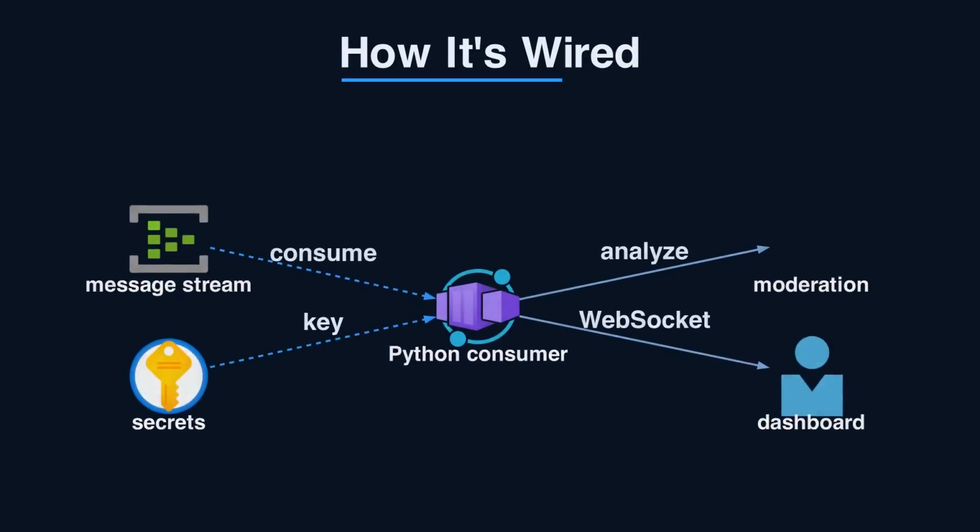Messages land on Azure Event Hubs. A Python consumer reads batches and scores each one. Content Safety returns severity per category. Anything above threshold gets published over a WebSocket. The browser dashboard renders flagged messages in real time.